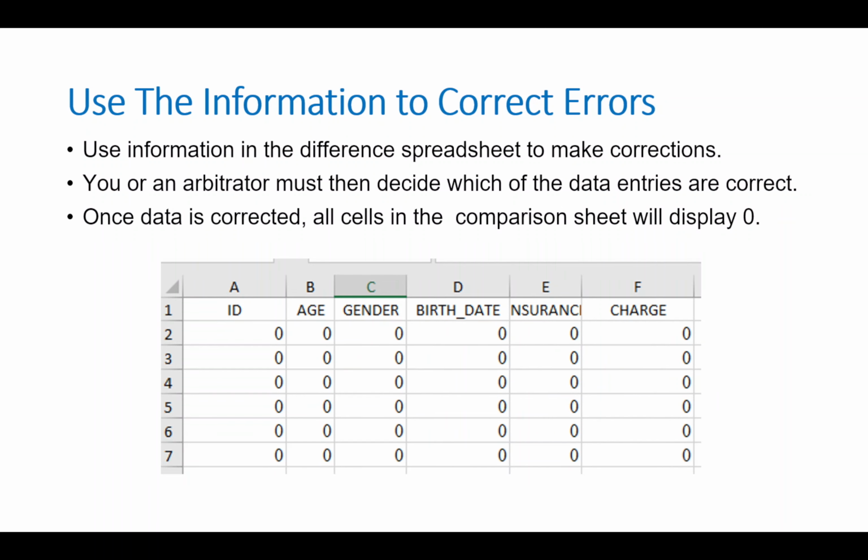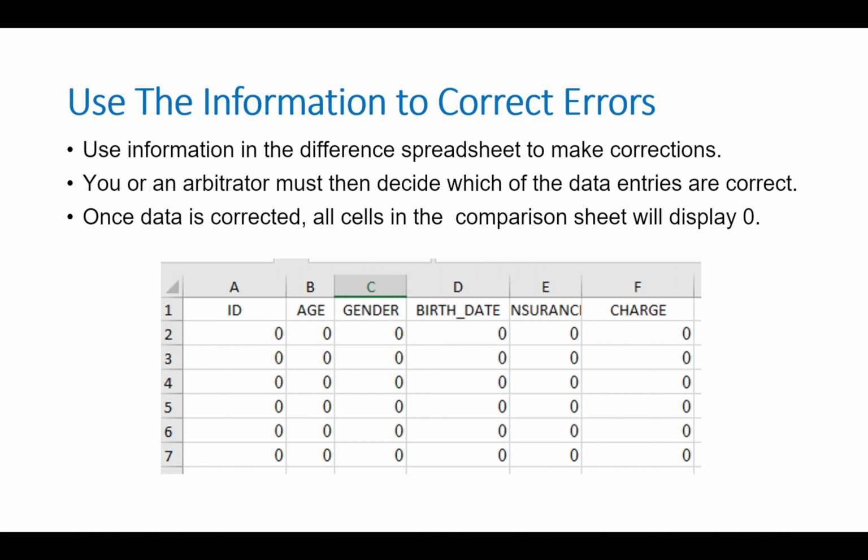Now we use that information from sheet 3 to go back and correct the information in either sheet 1 or sheet 2 or both. So we use that information in the difference spreadsheet to make corrections. And the way you do that is you or an arbitrator must decide which of the data entries are correct. It could be that the data in sheet 1 is correct or the data in sheet 2 is correct. Sometimes you have to go back to the original documents to determine which of those two are correct.